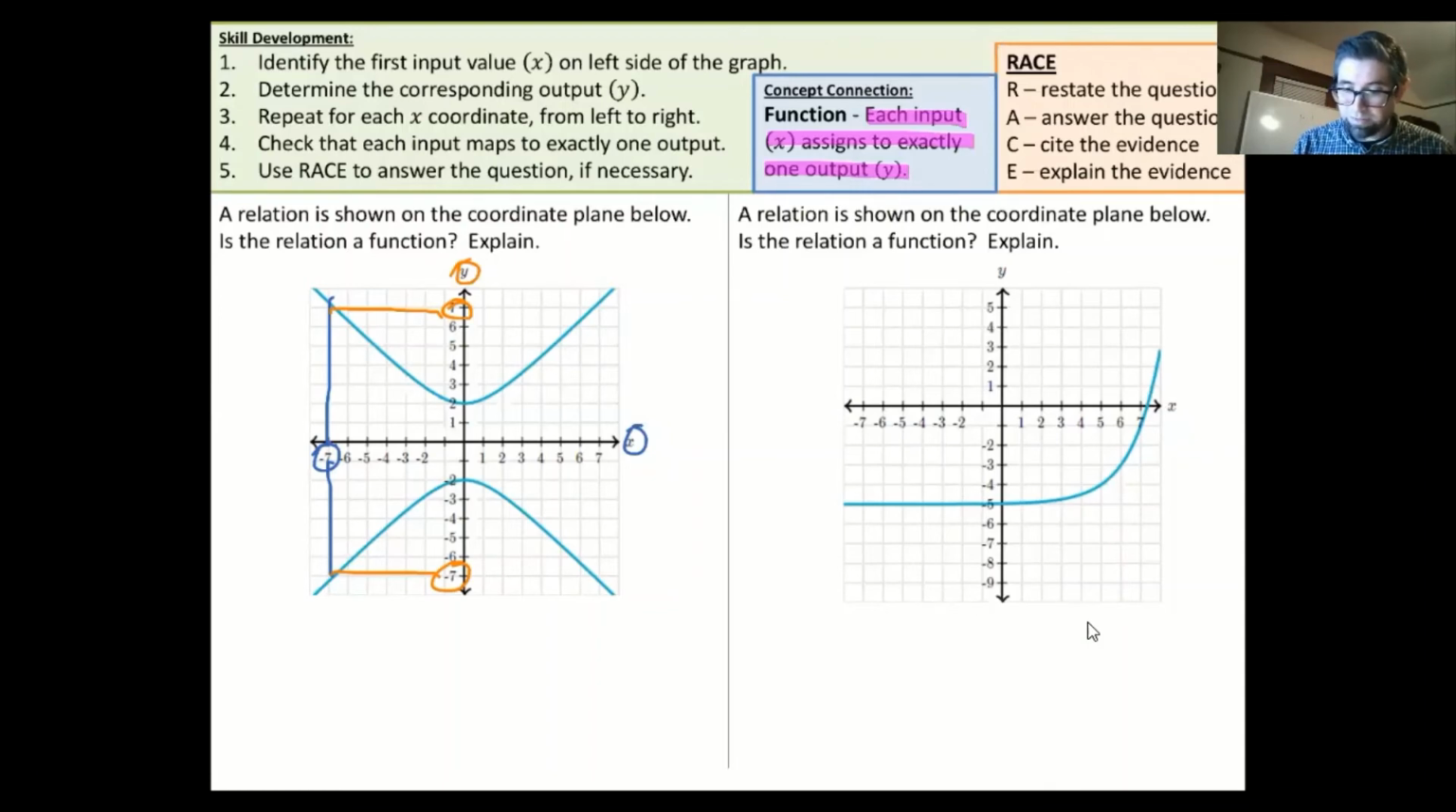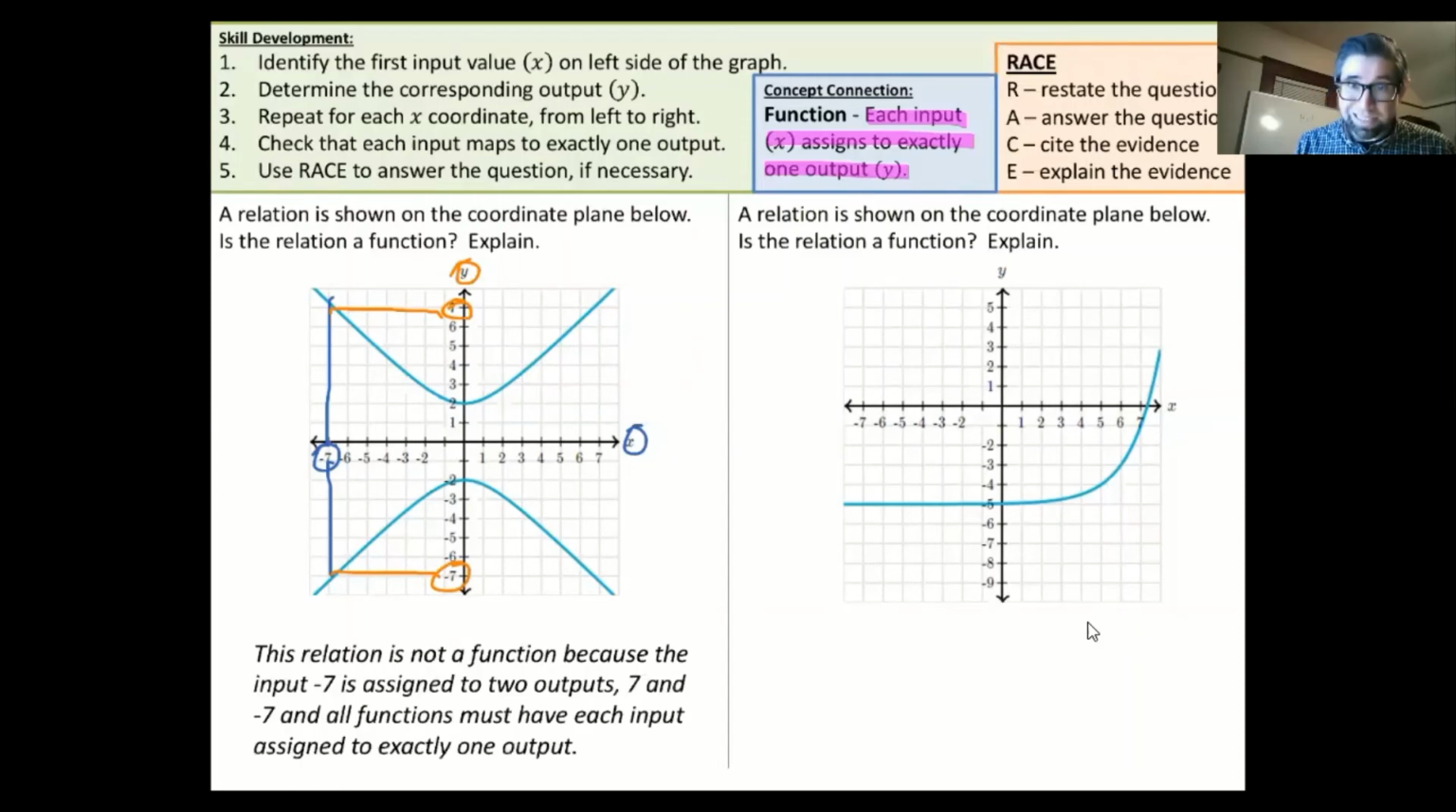Well, because it's not a function, let's see how we would explain that. What would I write? Now, luckily, I don't have to write it. We have it typed here, but let me break down the different parts for you. To begin with, I want to make sure that I answer the question and restate the question at the same time. So I would say this relation is not a function. And let me stop right there. That's me restating the problem and answering it all together.